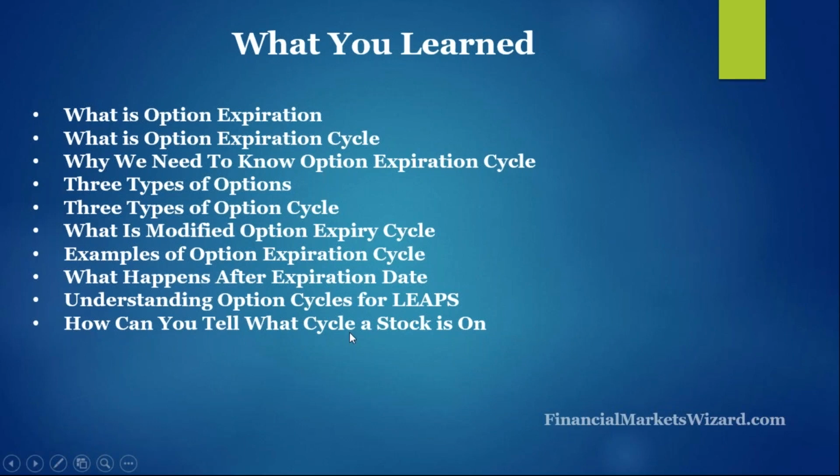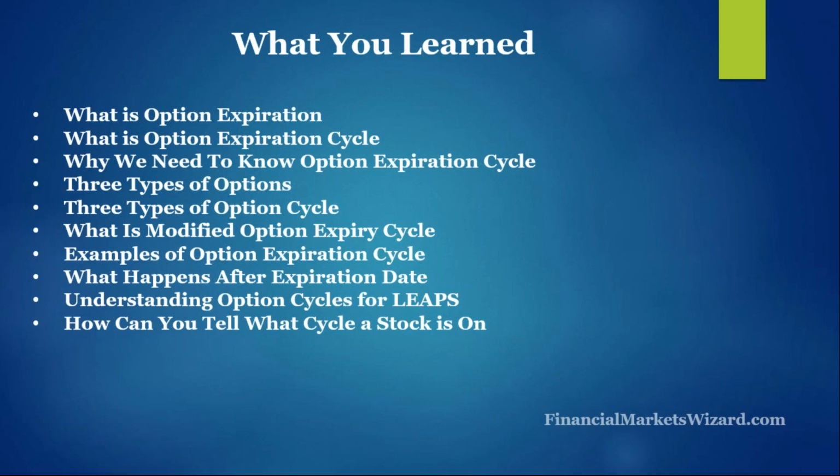And finally, how can you tell what cycle a stock is on? You can tell by looking at the 3rd month. Don't look at the 1st and 2nd month, because every stock has options listed for the front month and the subsequent month. So you have to look beyond the 1st and 2nd month, which is the 3rd month. Like December, you know it's a March cycle. If it's November, you know it's a February cycle. But if the 3rd month is listed as January, then it could be a leap.